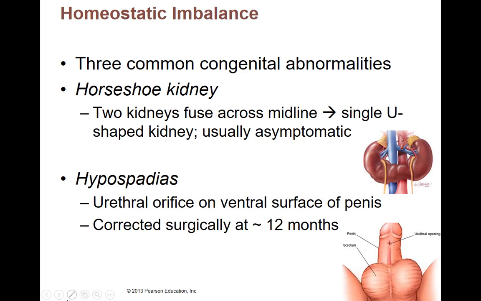Another imbalance. Some of these are things you're born with, they're congenital. One is called a horseshoe kidney. Instead of having two kidneys, one on either side, they fuse together. Two kidneys fuse into one big, huge horseshoe-shaped kidney.